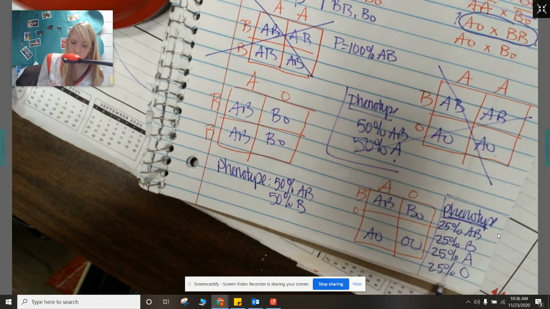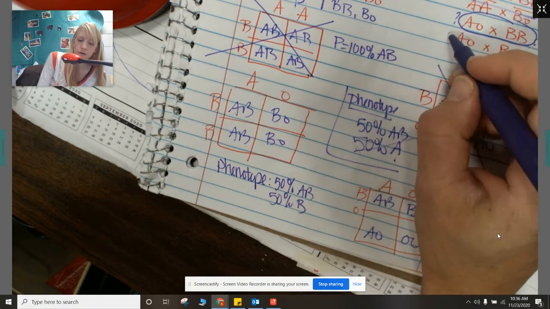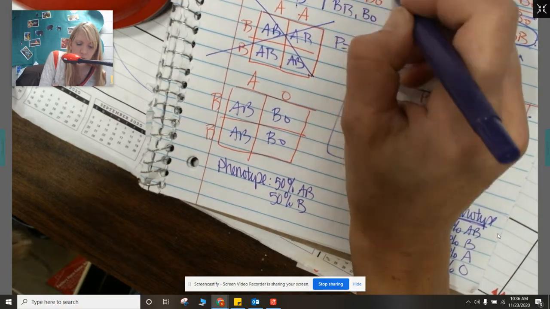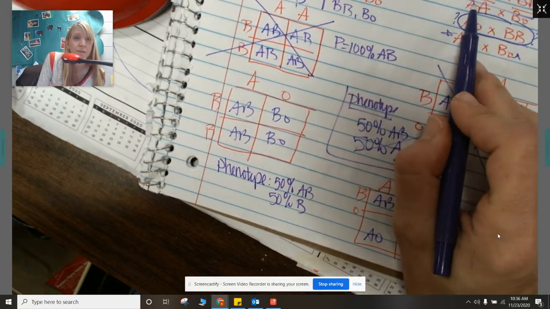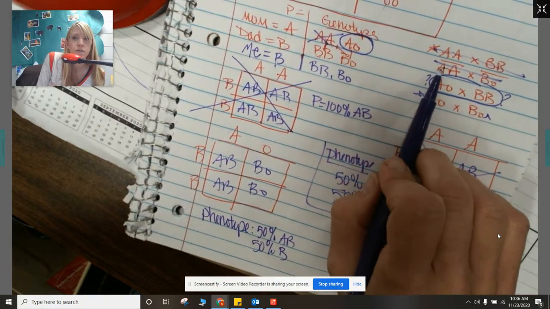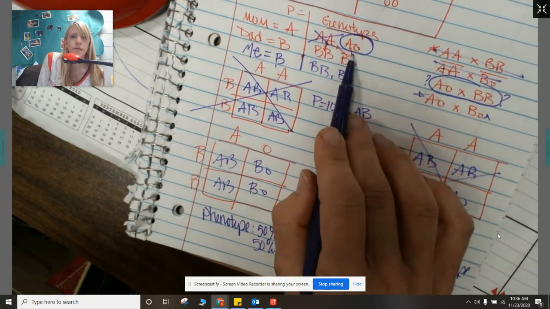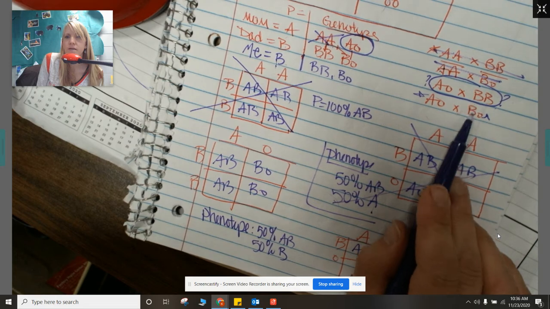So, it could be this one. Could it be this one? Yeah, it could. So, it could be these two. Let's look. It cannot be this one, because we already crossed both big A's off, right? We crossed them both off. They didn't work. So, therefore, we know for a fact my mom is AO. But look, my dad could be either.